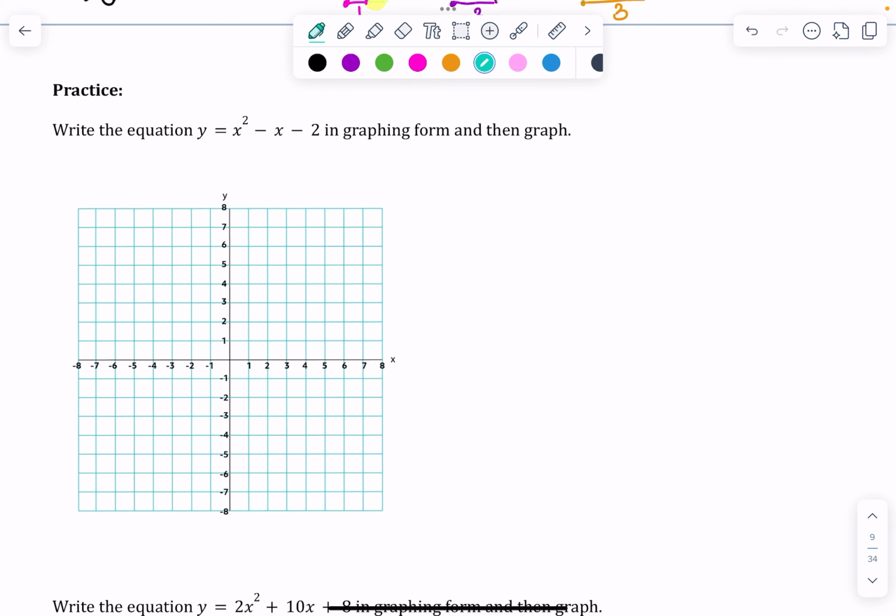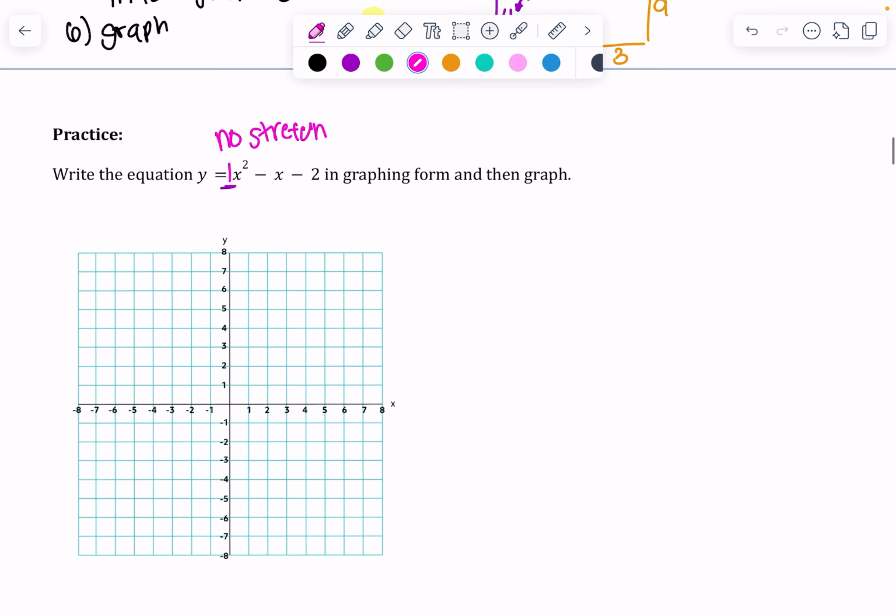So, very first step here is to identify, what do we say? Identify our stretch and if it's opening up or down. So if we're looking at the number before x squared, we have nothing there. Technically, we have a little positive 1. So we know that we have no stretch, or we have that normal width of our parabola, and that we're opening up. Okay. Second step is to factor or use the quadratic formula to find our x-intercepts.